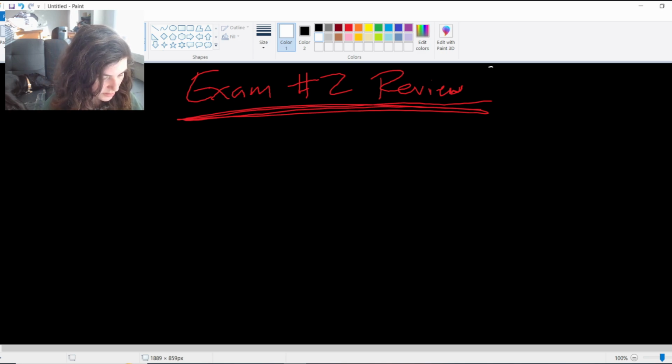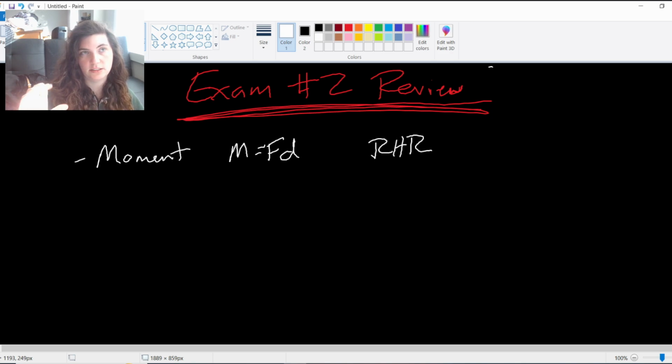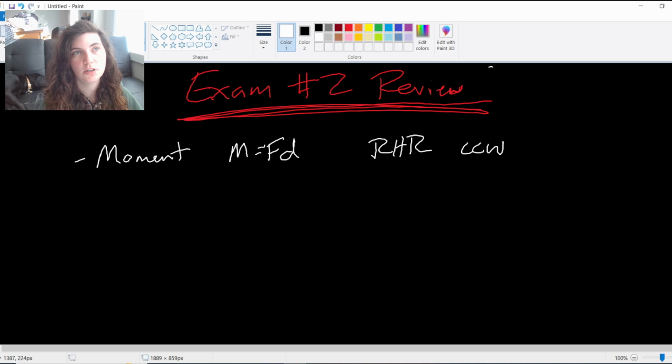So you're going to need to know how to take a moment, both in scalar and vector. So knowing that a moment is a force times a distance, knowing how to do the right-hand rule with a moment, where you stick your thumb in the direction of the axis and then the curl of your fingers gives you the positive rotation. So we usually assume that counterclockwise is positive.